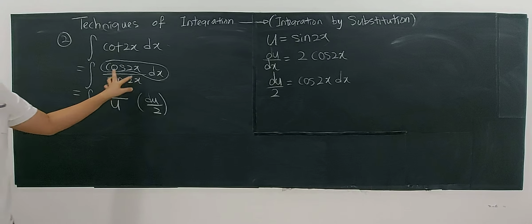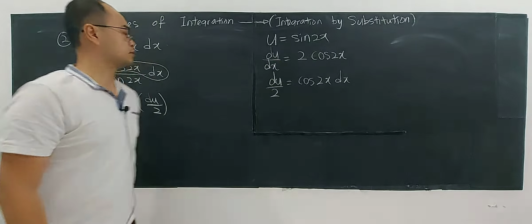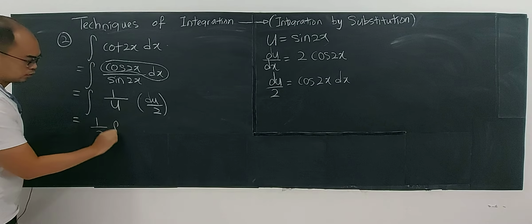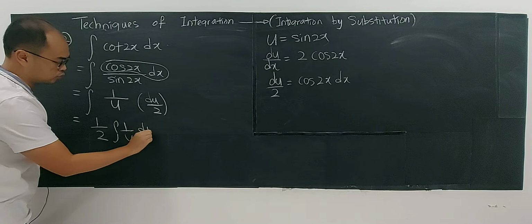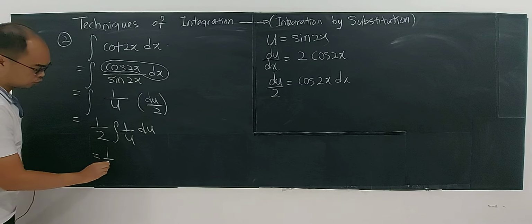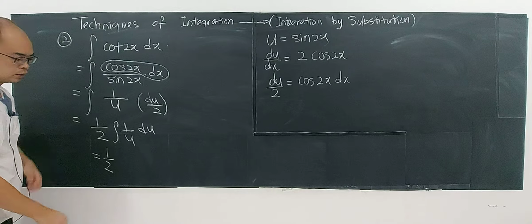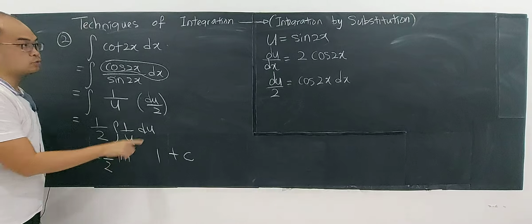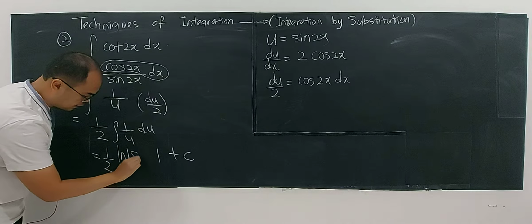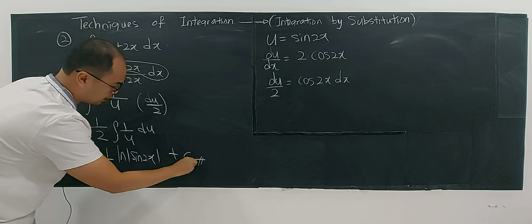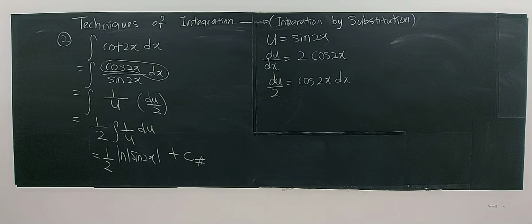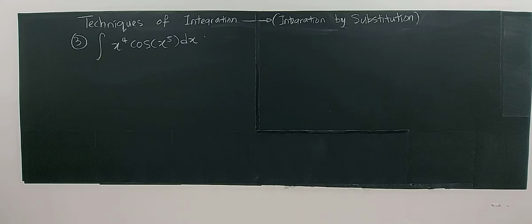Because sine 2x is u, I can factor out the 1 over 2 of the bracket and integrate 1 over u du. So exactly, you have 1 over 2. As you integrate 1 over u, you're getting ln modulus u plus c, right? And the u is sine 2x. I remind you again, integrating tangent to the power of 1 or cotangent, we're using the method of substitution. Okay, let's move on for more examples.